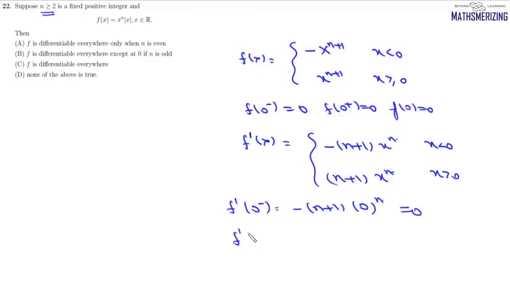In the same way, we can find f dash 0 positive. So it will be 0 to the power n, which again is 0. So the left hand derivative at 0 will be the same as its right hand derivative. That means this function is differentiable everywhere, and that's your option C.